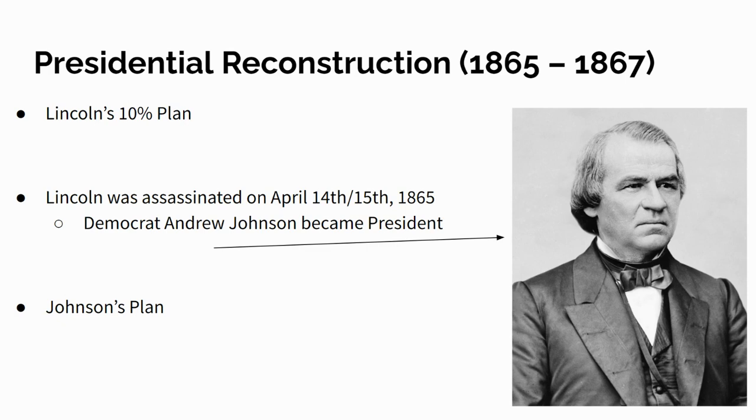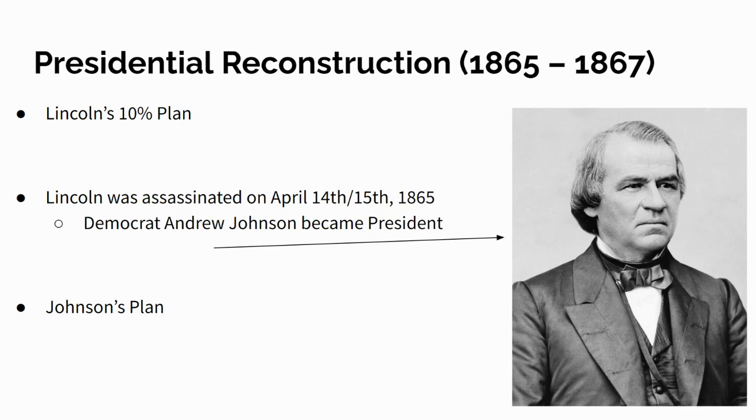And so that's his plan. But then Abraham Lincoln is assassinated on April 14th, April 15th, 1865. He's shot by John Wilkes Booth while he's watching a play. Now, John Wilkes Booth has a plot to revive the Confederate cause.